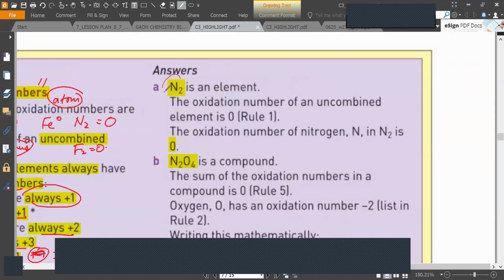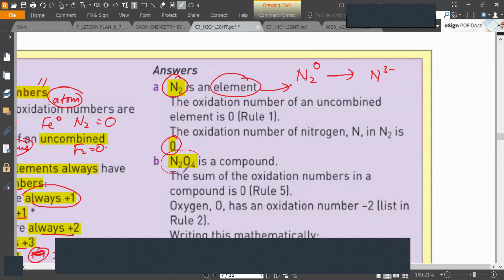Okay, so it is an element, which means the oxidation number is always 0. Okay, N2, 0. Let's say it undergoes some chemical reaction, it may become 3 negative, for example. But in the element situation, it is always 0.